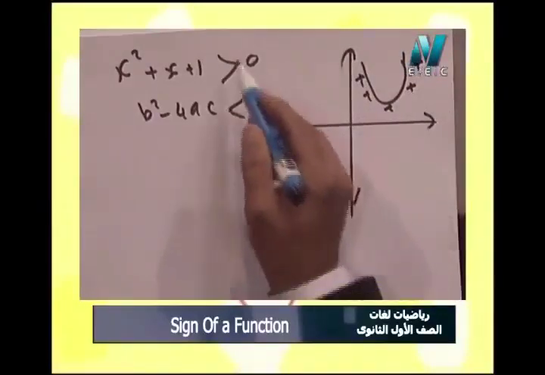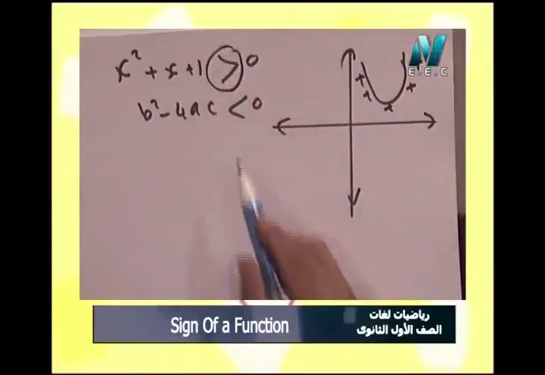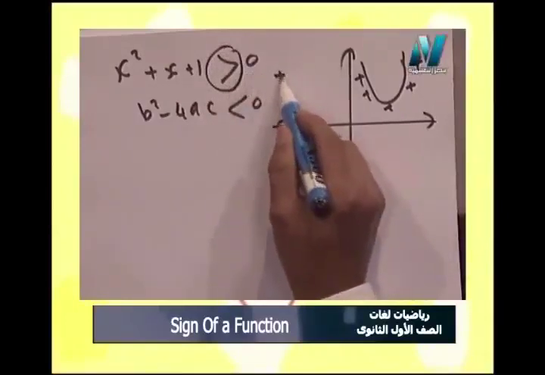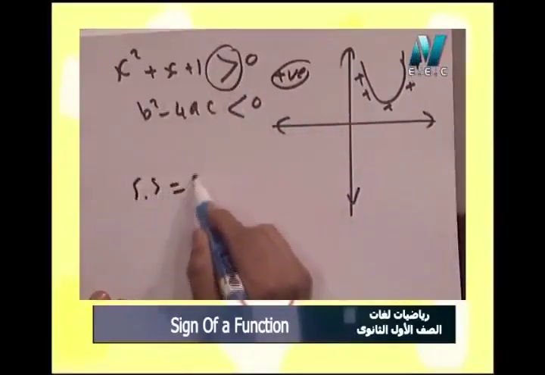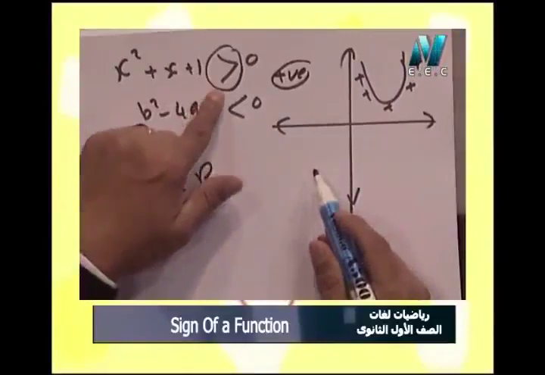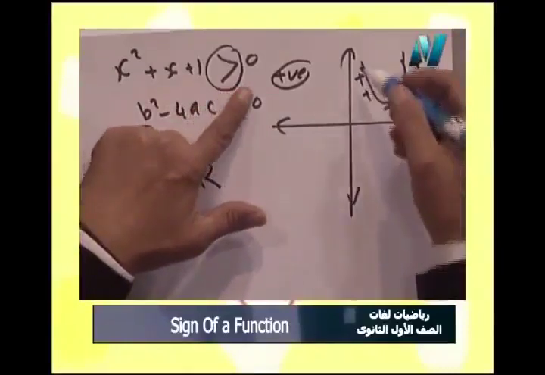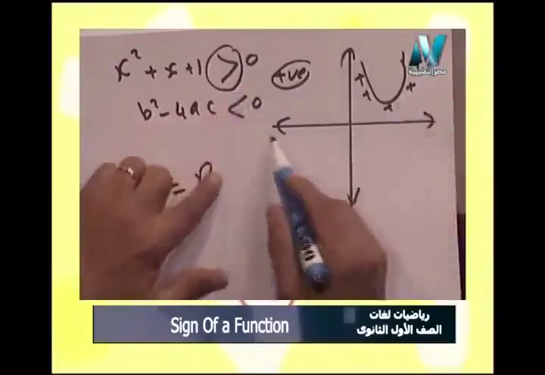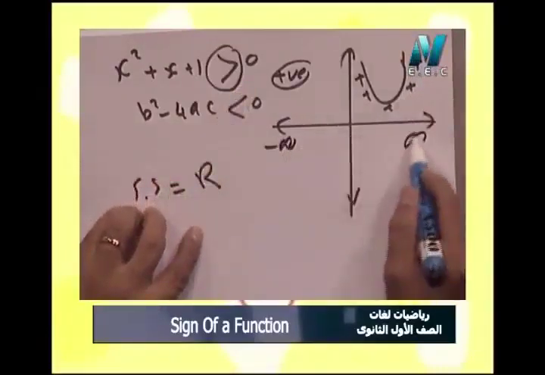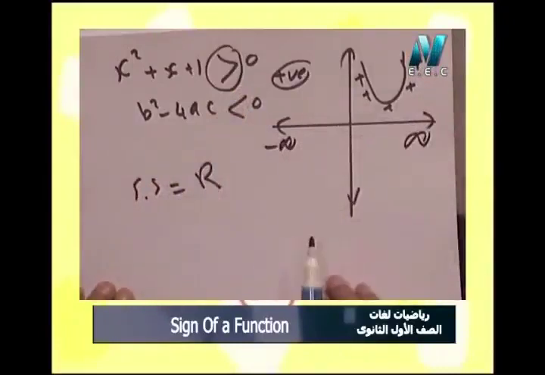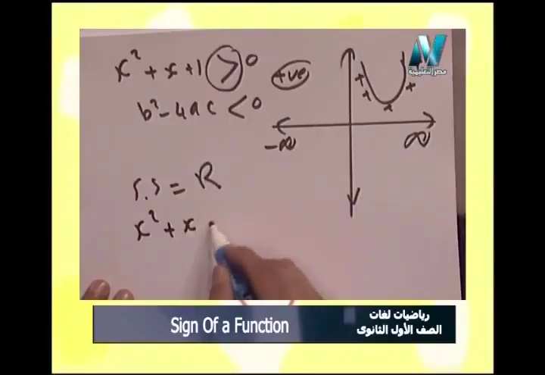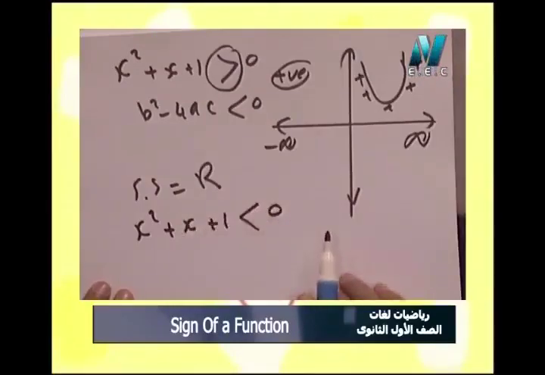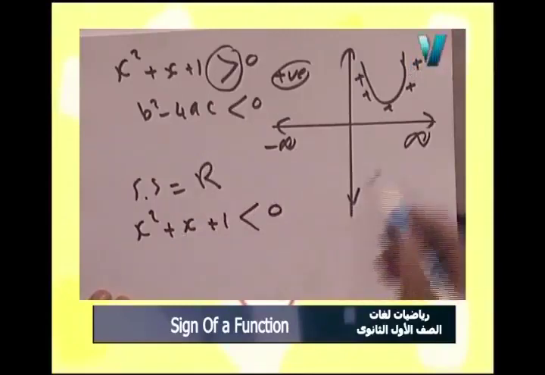We would like to find where it is positive. Greater than 0 means positive. This inequality's solution set will be R. Why? Because we want the positive part, and the positive part is the whole function, from negative infinity to infinity, so its solution set is R. But if you ask about x power 2 plus x plus 1 less than 0, the solution will be completely different. We search for the negative part here.